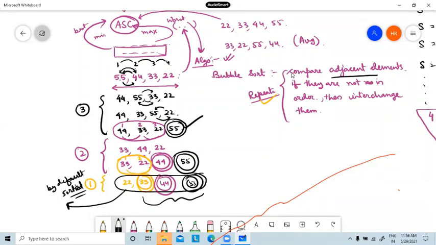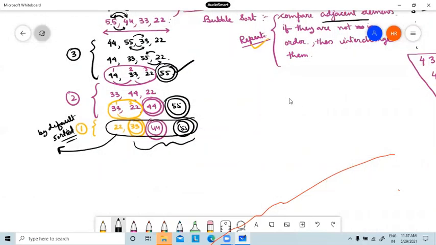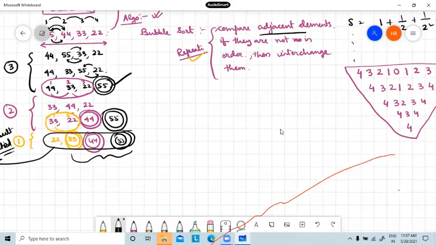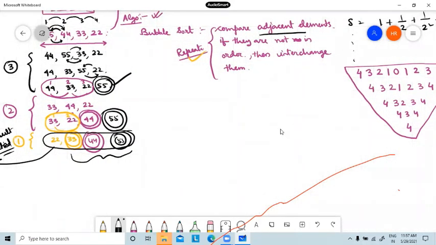Now I will try to convert this into code. How to convert it into code? See, how many times have I repeated this? First, second, third. I have repeated this 3 times. What have I repeated? I have repeated adjacent element comparison. So first I have to perform how to compare adjacent elements.